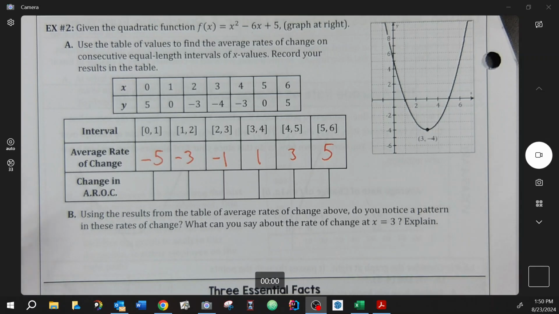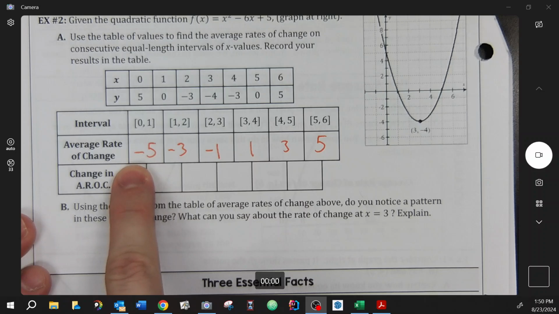Okay? Now let's try to figure out what the change in the average rate of change was. We are literally talking about the change of rate of change, which is what we did yesterday. Remember we said if rate of change is increasing, then what do we know? If average rate of change or instantaneous rate of change, if rate of change increases, what does it tell us about our graph? Concave up. And if rate of change is decreasing, concave down.